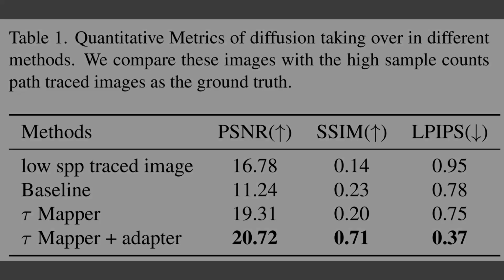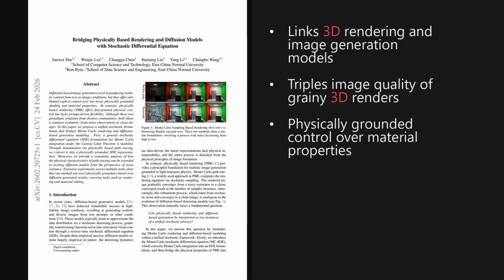Wrapping up, this research proves that unifying rendering and diffusion under one stochastic framework offers huge benefits. It enables diffusion models to act as super-efficient denoisers for 3D engines, while giving artists physically grounded control over material properties.